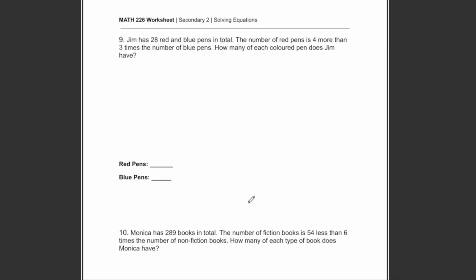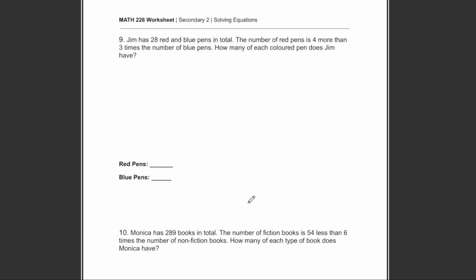Okay, so let's read this question carefully. Jim has 28 red and blue pens in total. So meaning he's got 28 pens, and they're either red or blue. I don't know how many are red, how many are blue. I see a lot of people doing 28 divided by 2, which is wrong because it doesn't say that he has an equal amount of red and blue pens. So yeah, don't do that.